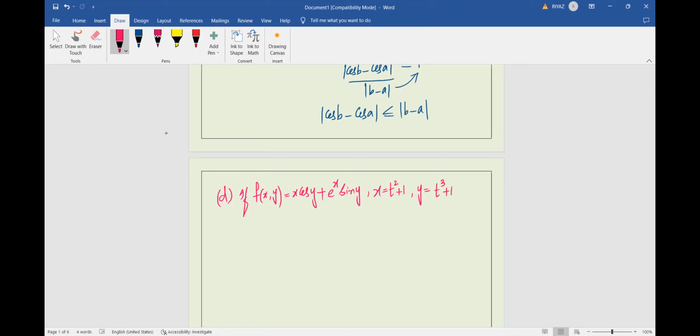Now we have to find out, then find out df by dt at t is equal to 0.